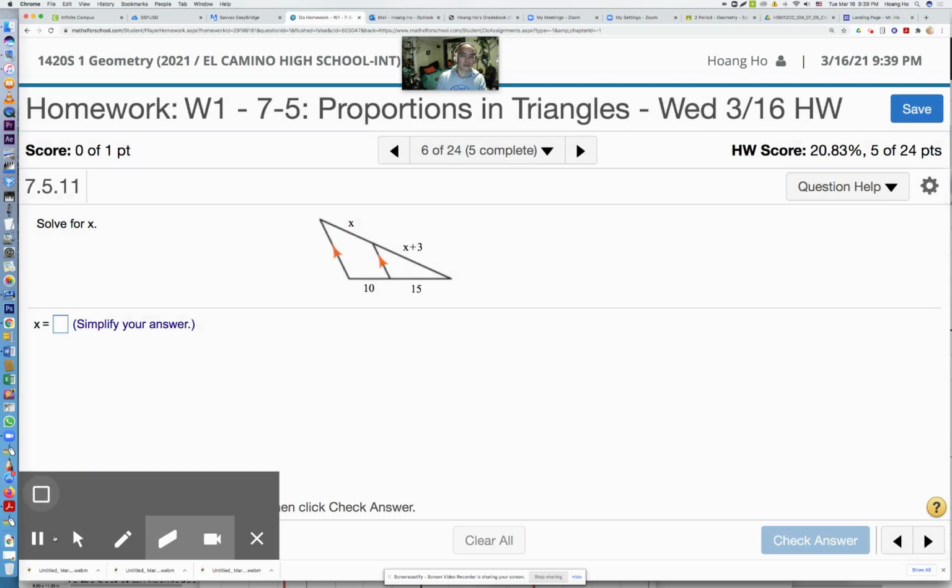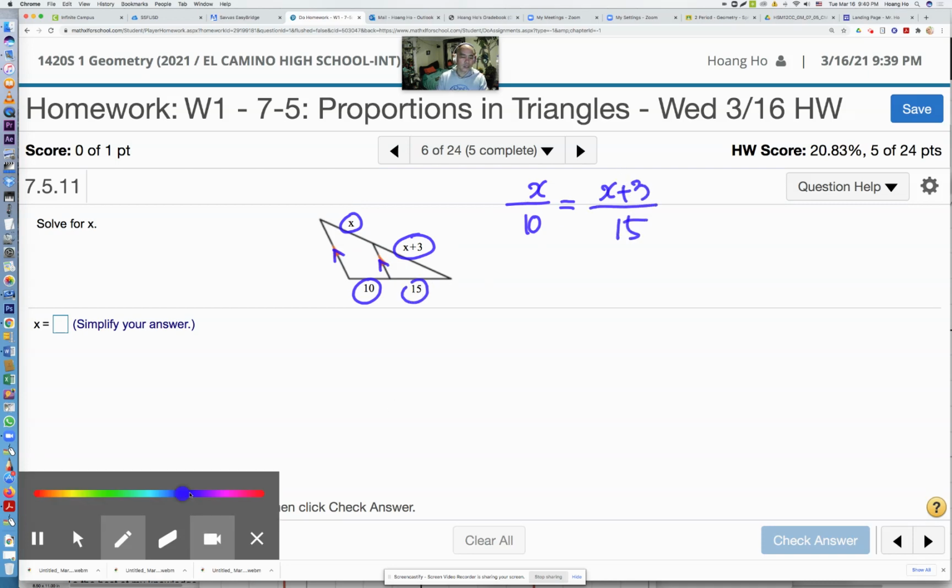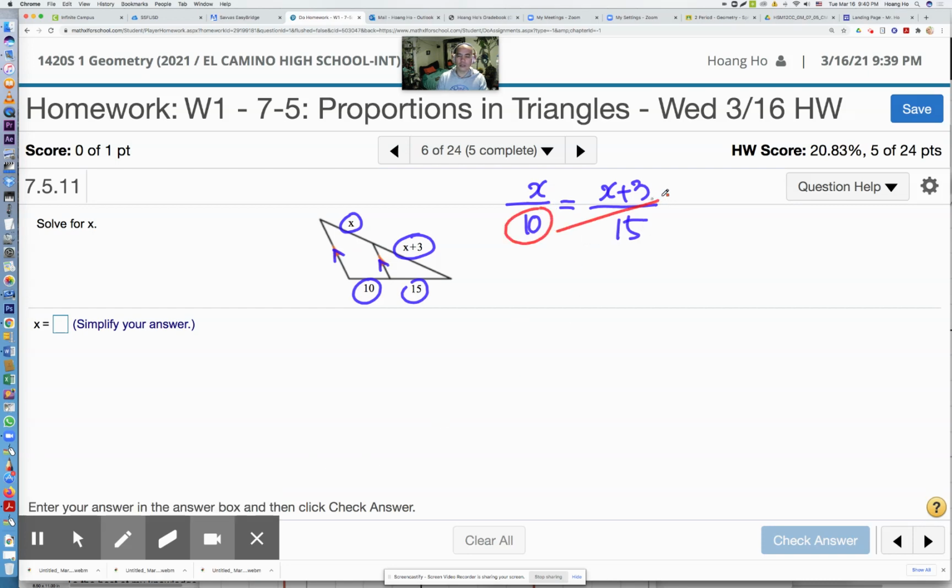Number 6. Similarly, you got two lines parallel, then you got proportion, okay? How about I set up x over 10 equal x plus 3 over 15. So cross multiply, 10 to the right side, 15 to the left side, okay? So I come out 15x equal 10 multiplied with x plus 3. Make sure you put them in parentheses.